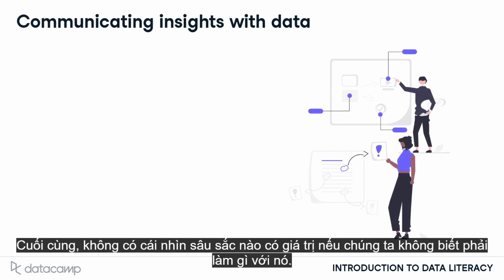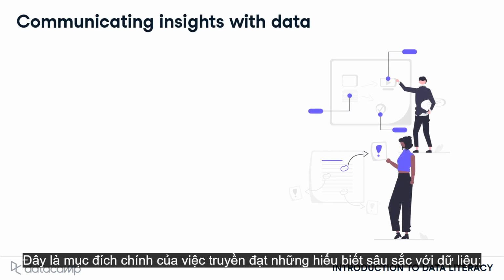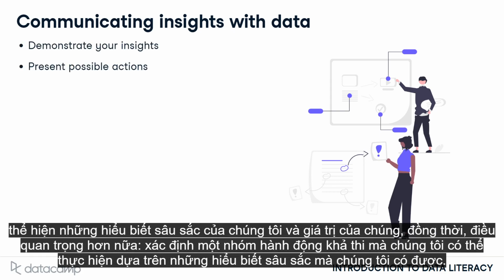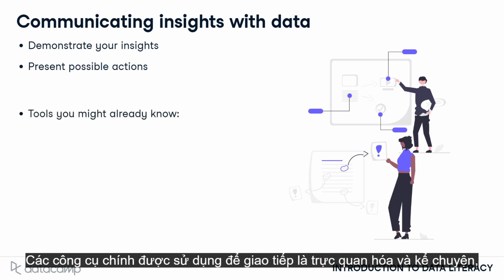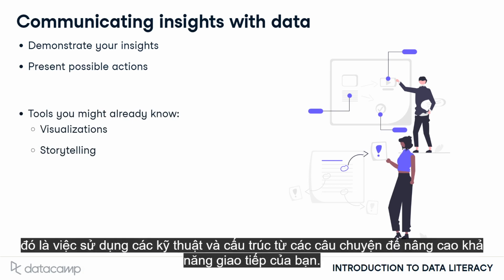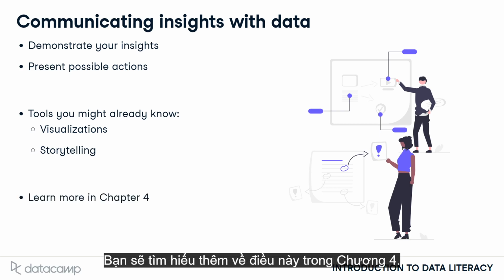Finally, no insight is valuable if we don't know what to do with it. This is the main purpose of communicating insights with data, demonstrating our insights and their value, and even more important, defining a possible set of actions we can take based on the insights we gained. The main tools used for communicating are visualizations and storytelling, which is the use of techniques and structure from stories to enhance your communication. You'll learn more about this in Chapter 4.